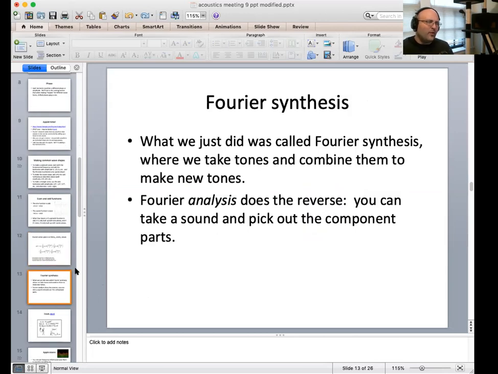And so when you make something like a saw or a square or a triangle out of sines, you're doing Fourier synthesis, and analysis does the reverse. When you take what's called a Fourier transform of something, right? This is the thing 3Blue1Brown illustrates pretty well. You can take an input signal and pick out what frequencies are in it.